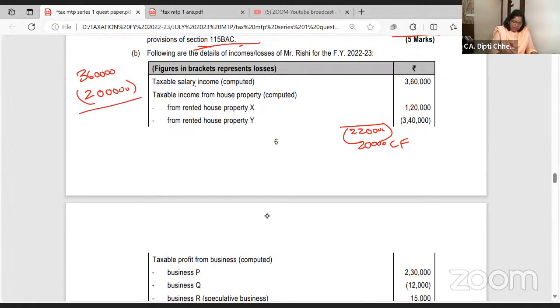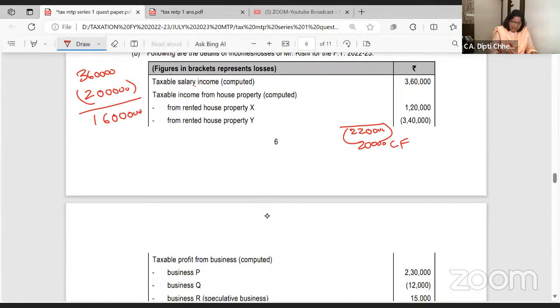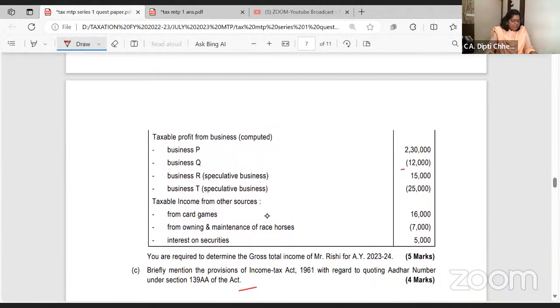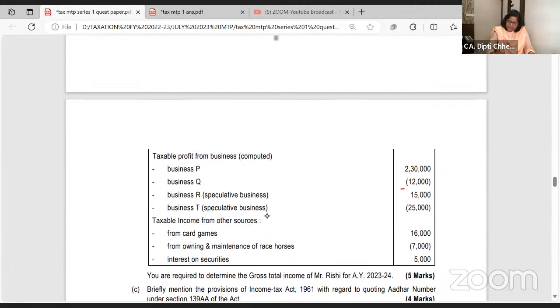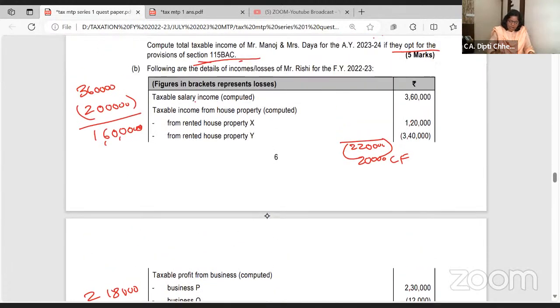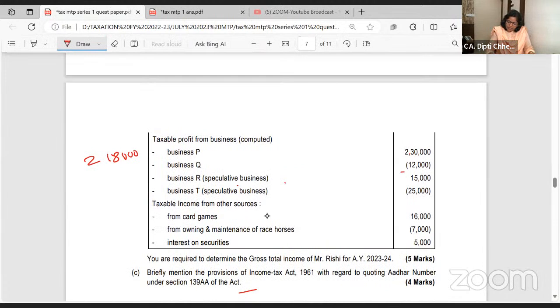2 lakh you can set off in salary. And you can take salary as 1,60,000. Chalo. Now, business P mein profit hai, business Q mein loss hai. Can we set off mutually? Yes. And you can take 2,18,000 in the outer column. Now, speculative loss income is 15. Speculative loss mein can you set off? Yes. Still speculative loss is there. Kitna?